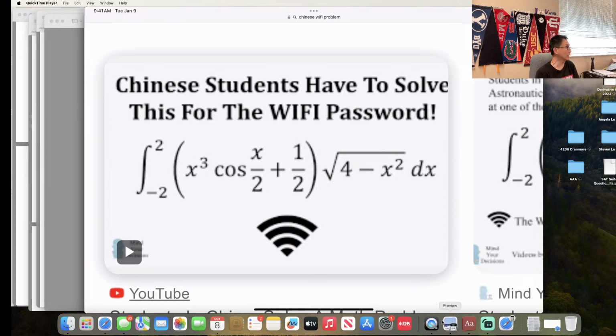Matter of fact, everybody can do this question right now, even though I haven't taught you definite integrals yet.